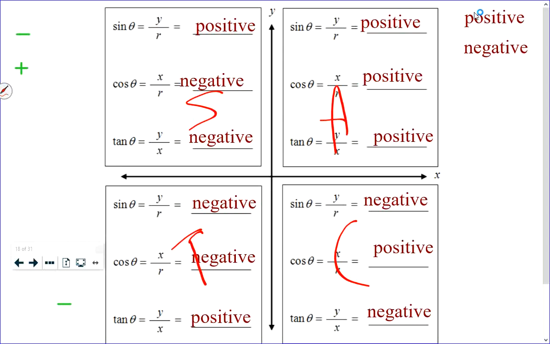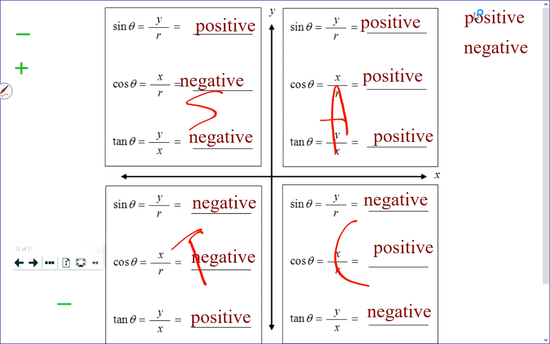I'm sorry, I can tell that some of you are wondering about this. These letters tell you what's positive. A means they're all positive. S means only sine is positive. T means only tangent is positive. C means only cosine is positive. I mean, it's a useful tool, but it's just a memorization thing.